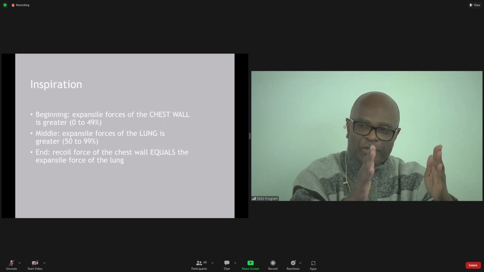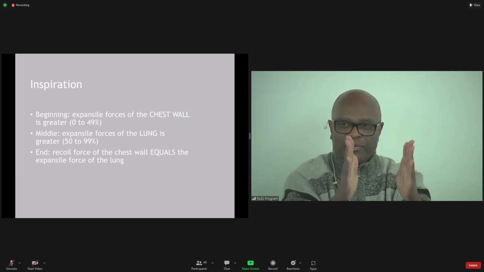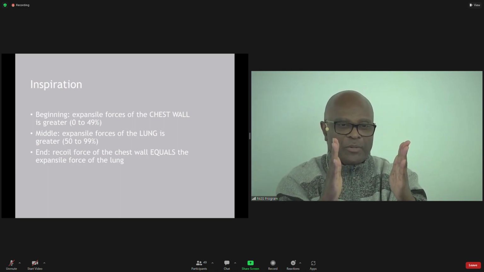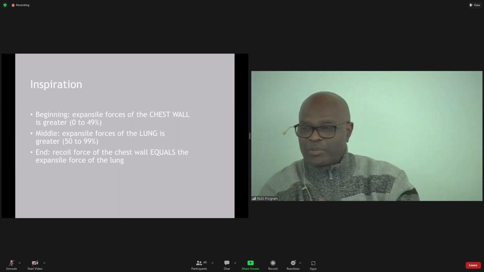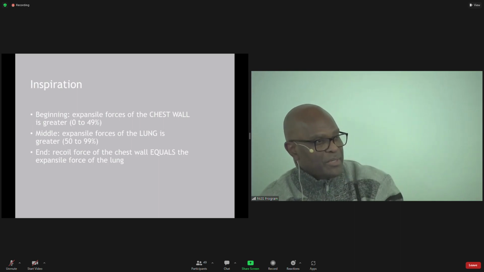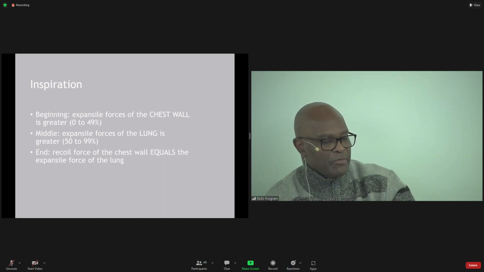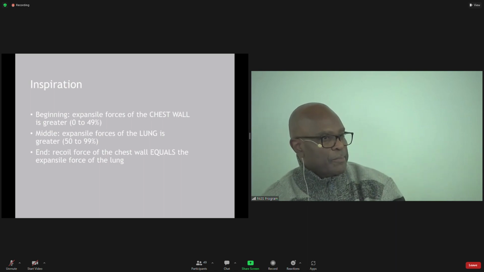And then at the end of expiration, the chest wall wants to go back out while the lung is still going in. And that's why they finish apart from each other. That way you have a vacuum for the next breath. Because if you don't have a vacuum, remember, you have to work hard for the next breath. So we don't want that vacuum to ever disappear. At the end of every breath, you recreate the vacuum again. Okay?